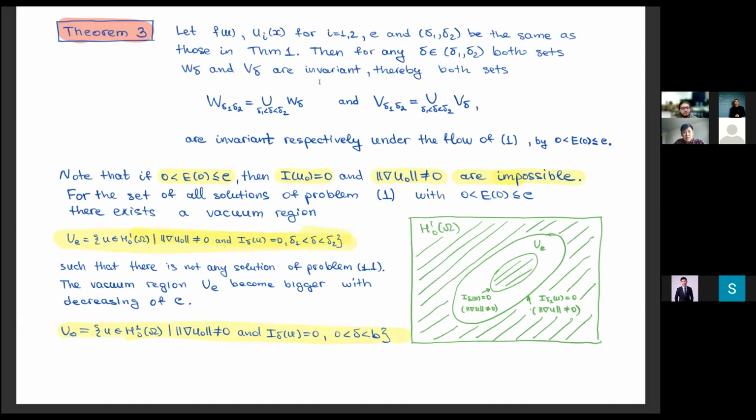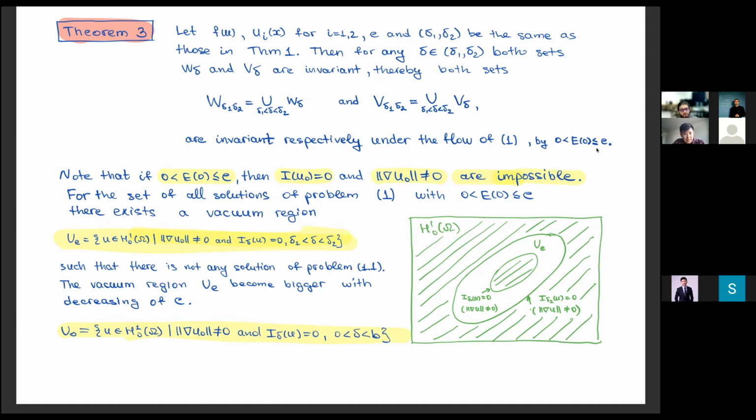And also using this theorem, we have some u1, u2, and delta 1, delta 2, the same as in the previous theorem 1. Then for any delta in this interval, both sets W delta and V delta are invariant with respect to the flow of our problem, the semilinear wave equation, and our initial energy lies in this interval.